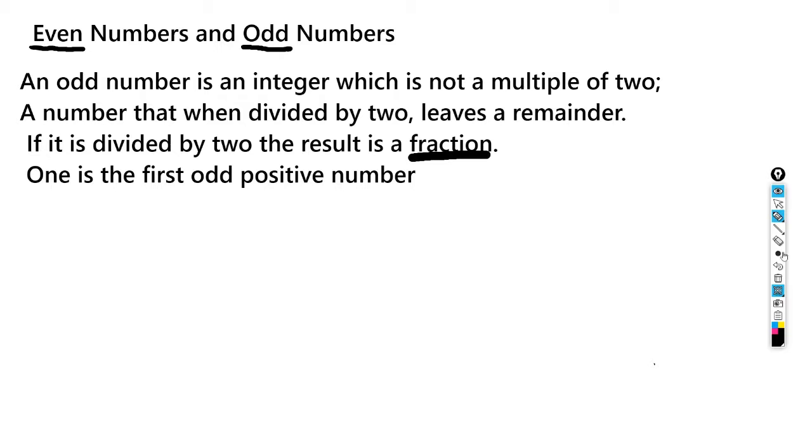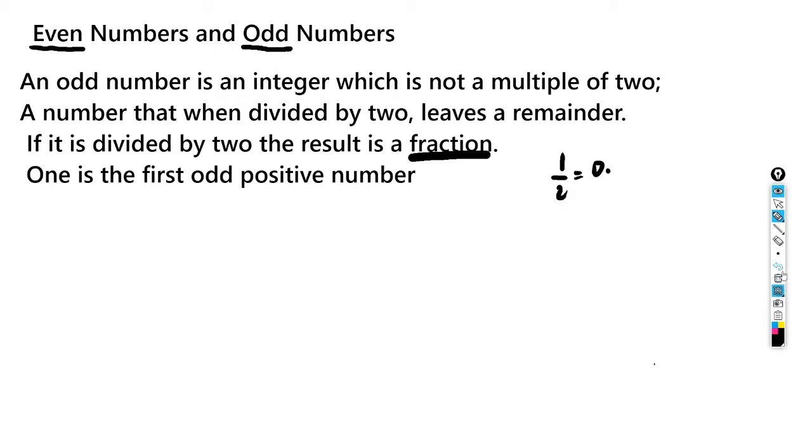Okay. All right. So 1 is the first odd positive number. Okay. And that's true. If you divide 1 by 2, you would get 0.5, which is the same thing as the fraction one half. Okay.